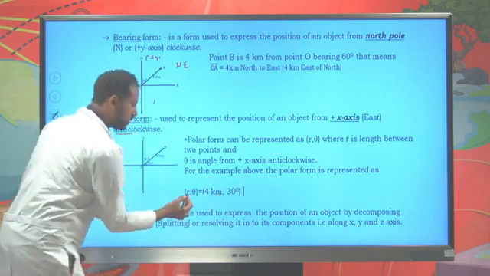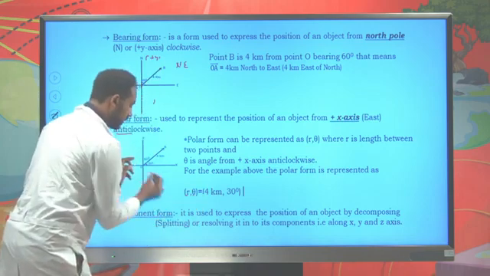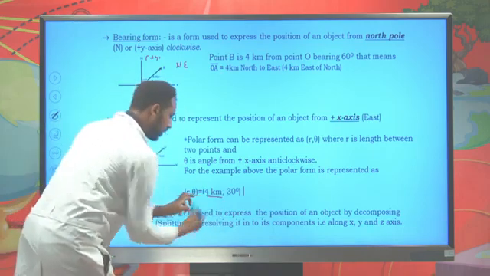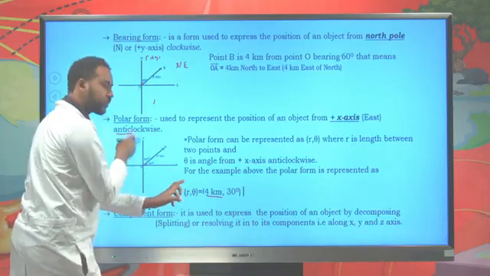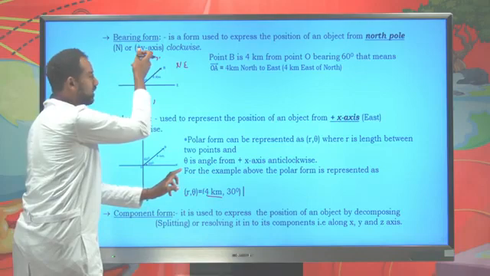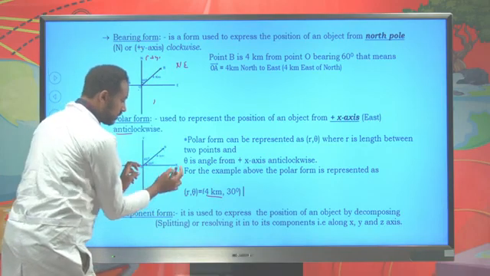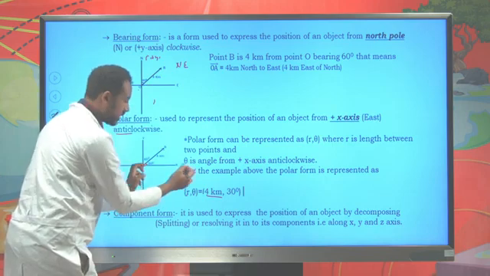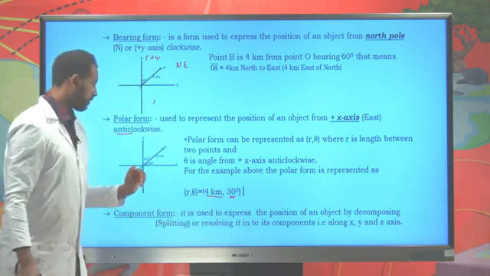Therefore, to represent using polar form, you have to represent the distance as well as the angle. The distance is 4 kilometers, and the angle should be measured from the positive x-axis, not from the north axis. For bearing form, you have to measure from the north axis, but polar form is measured from the positive x-axis, or from east. Therefore, you should put 30 degrees.